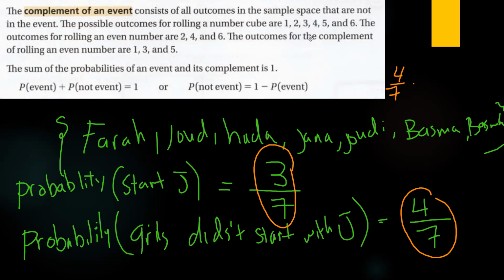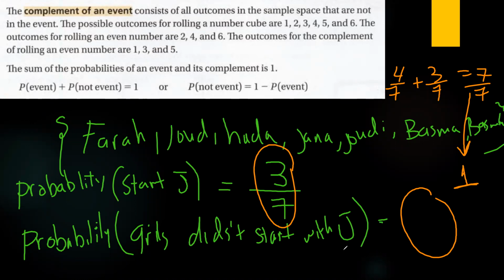4/7 plus 3/7. What did you get? 7/7, which is 1. So the probability of an event plus the probability of not event is 1. In other words, that's the probability without counting them. I mean, like here, I don't know the numbers.